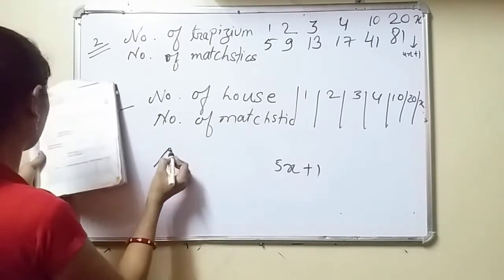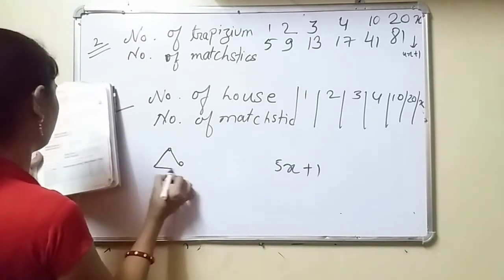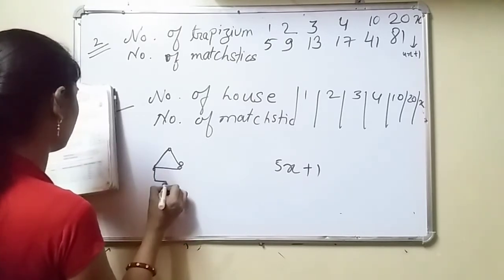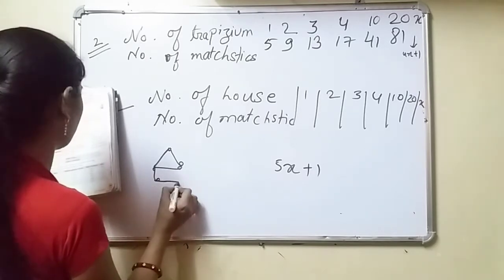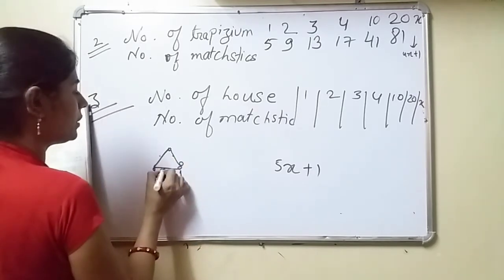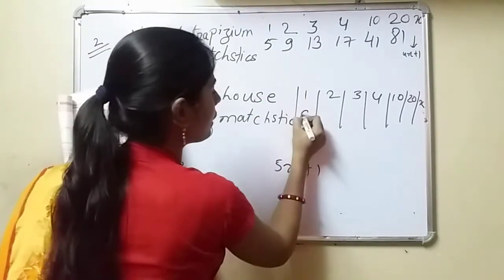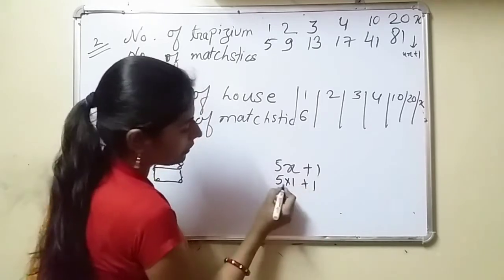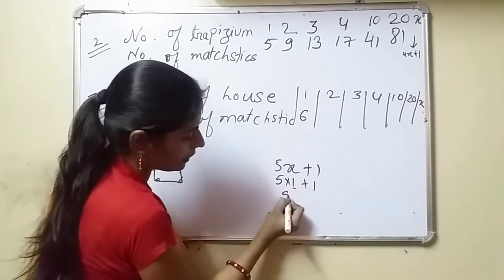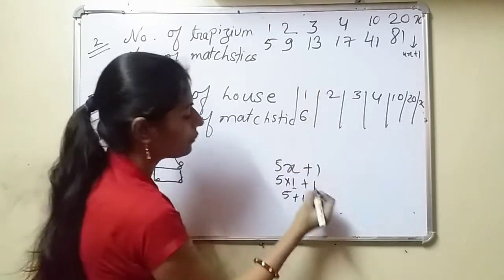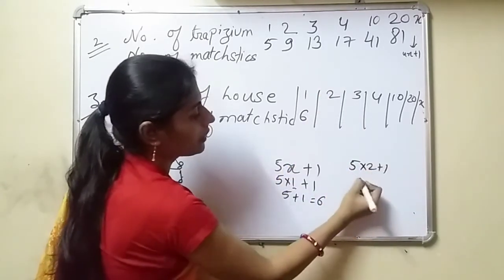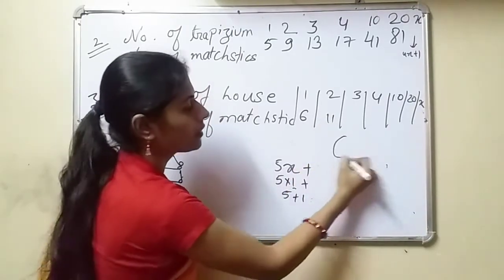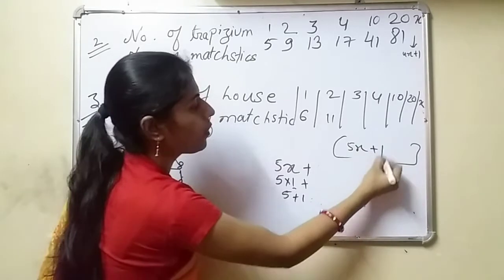how many matchsticks are given here in one house? One, two, three, four, five, 6. Then for one house 6. It means you can put here in formula 5 into 1 plus 1. Number of houses are 1. It means 5 into 1, that is 5 plus 1, it is 6. Then for 2, 5 into 2 plus 1, that is 10 plus 1 will become 11. Then for 3, see, note down the formula here, 5x plus 1.